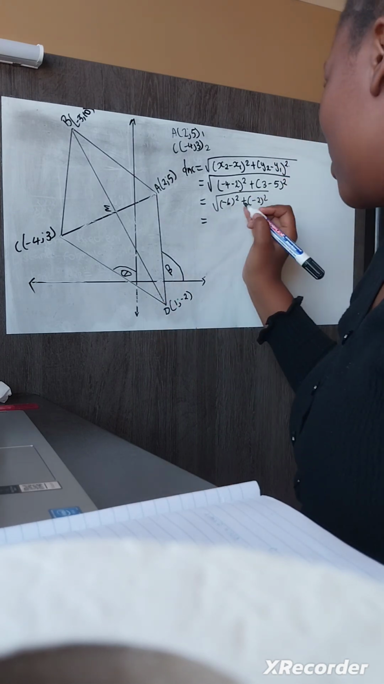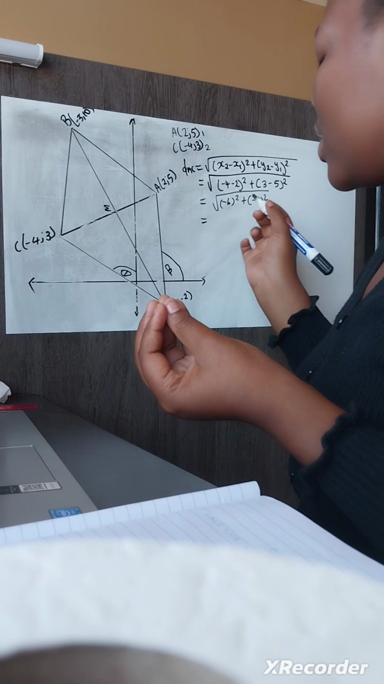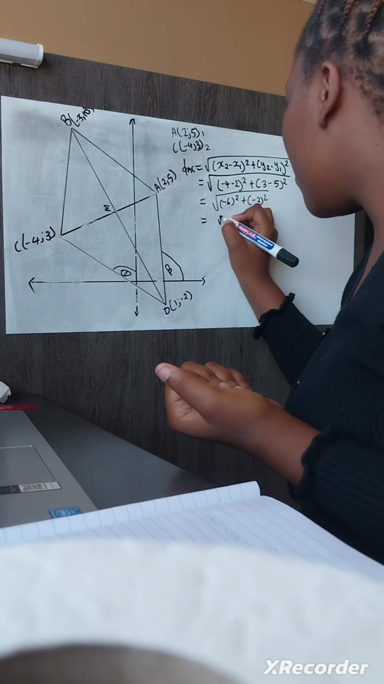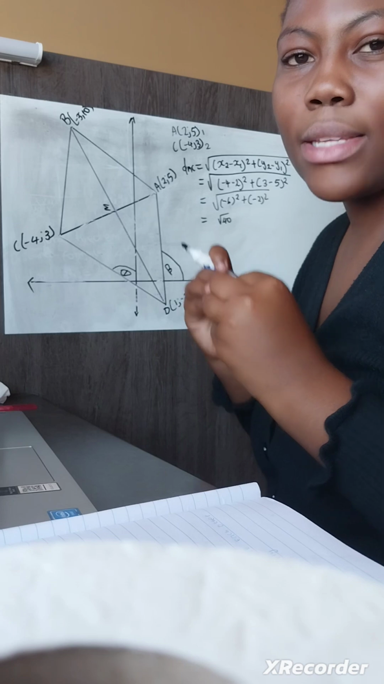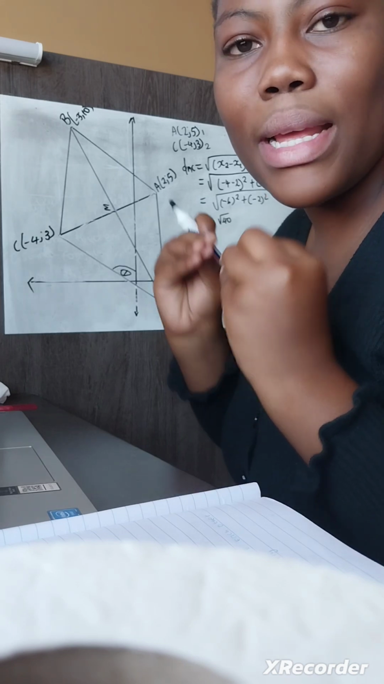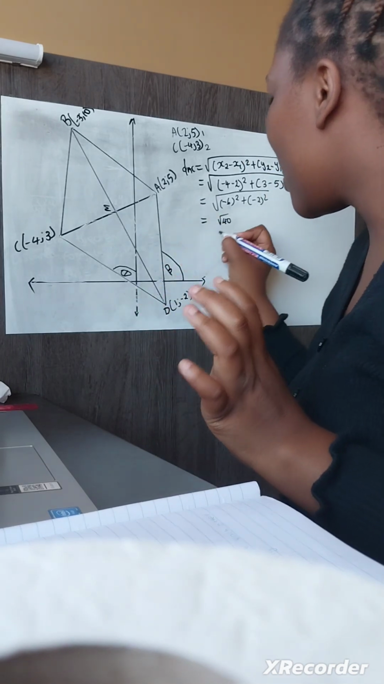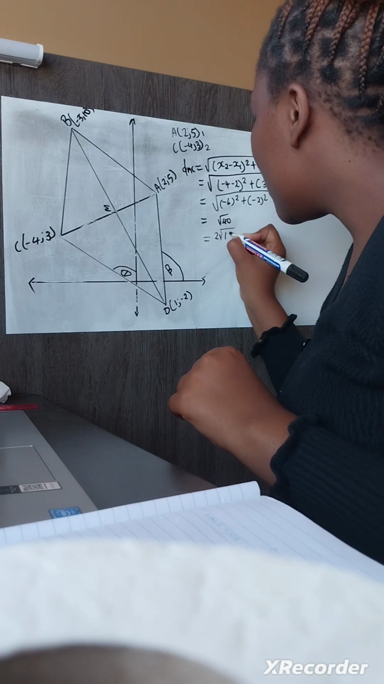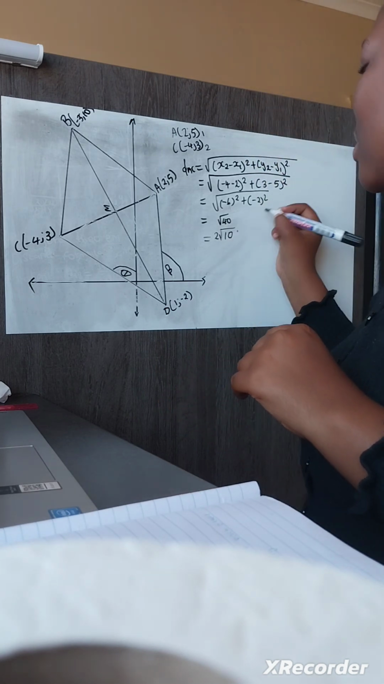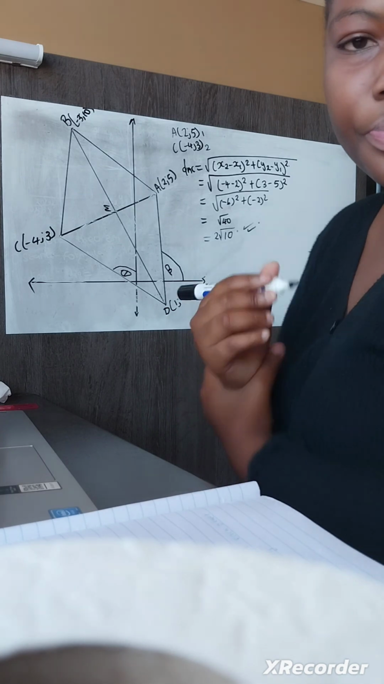Then, punching it on a calculator, I found the square root of 40. Since they instructed us to leave our answer in the simplest surd form, our final answer will be 2 square root of 10. Am I right? Then you get your 2 marks.